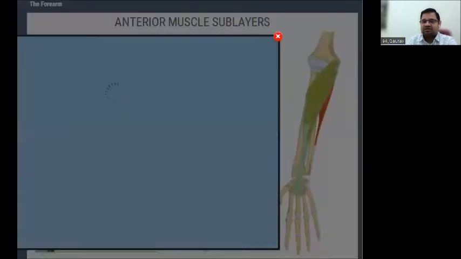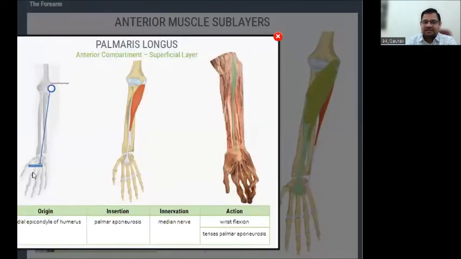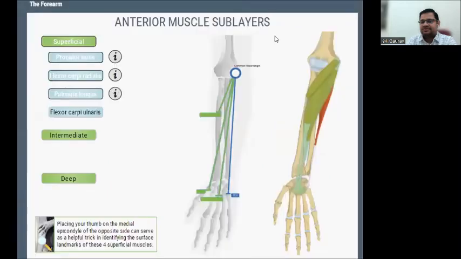As the name says, it is the long one and goes to the palmar region. This one you can see directly going towards the palm. Again, coming from the common origin, it is going to be inserted on the palmar aponeurosis. Median nerve, wrist flexion, and it tenses the palmar aponeurosis. Here a specific thing is there: the belly is very small, the tendon is very long. Remember it like this, belly is small, tendon is long. So you can simply remember palmaris longus.